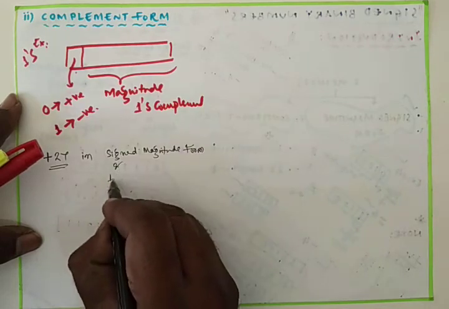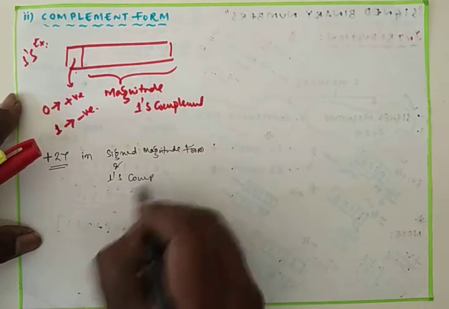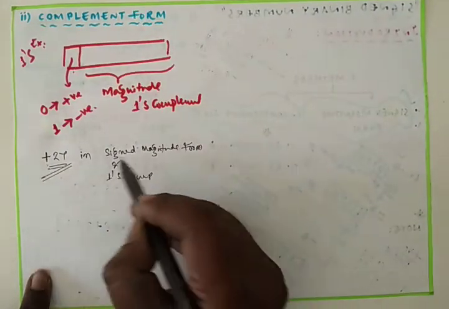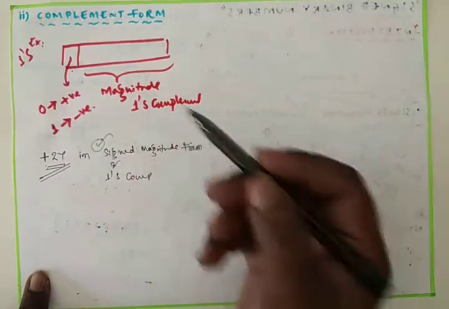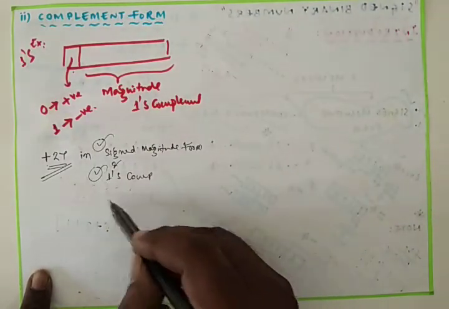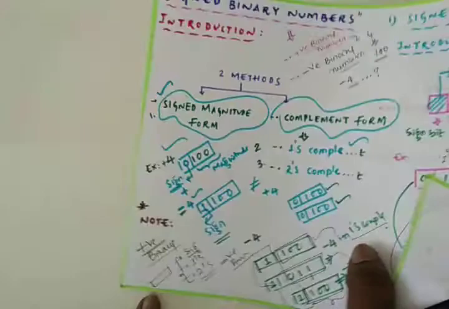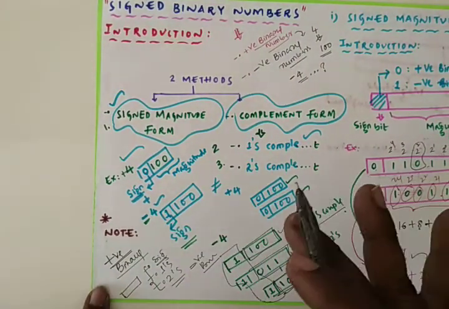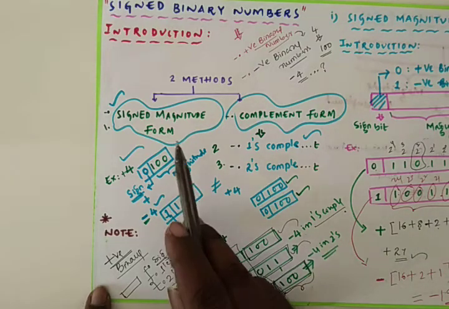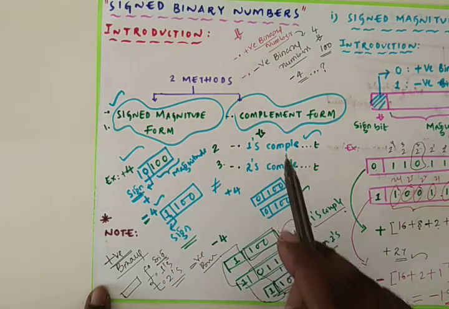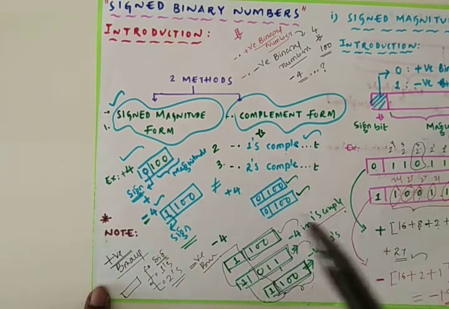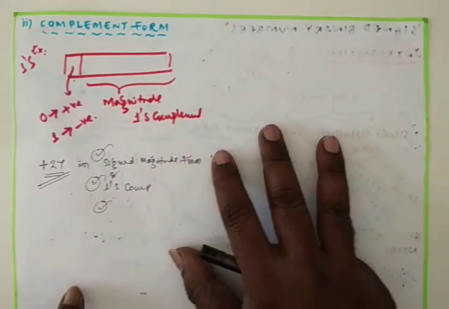And one's complement form. Which one is it? Positive 27. The positive numbers can be represented in sign magnitude form, one's complement form, and two's complement form, and the representation remains the same. In the notes we have discussed that there is no change in the representation of positive numbers in sign magnitude form, one's complement form and two's complement form. In these three representations, positive binary numbers are represented in a very similar manner.